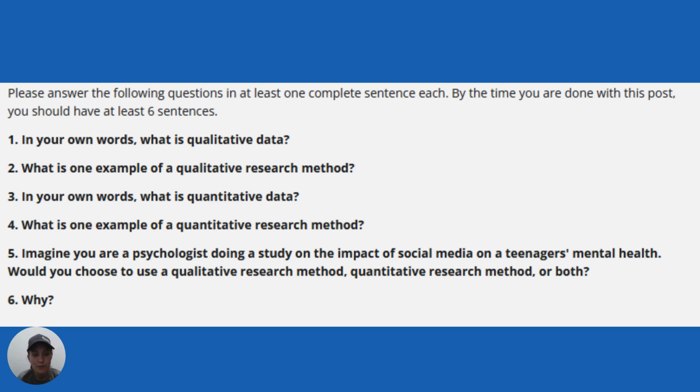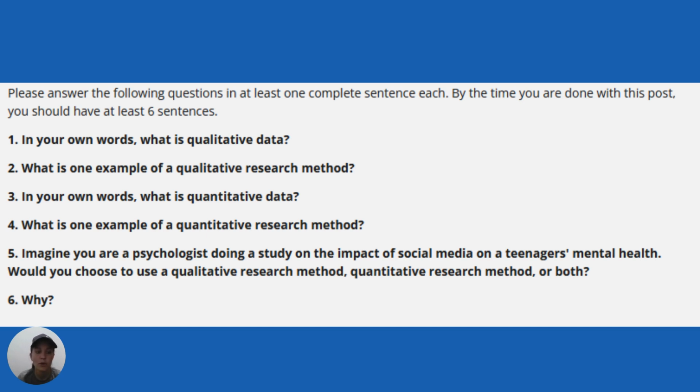Number 5, imagine you're a psychologist doing a study on the impact of social media on a teenager's mental health. If you don't know what social media is, those are things like Facebook, Instagram, Twitter. Isn't that called X now? I think I'm getting old, but all those sorts of things, those are social media. So you're imagining you're a psychologist doing a study on the impact of social media on a teenager's mental health. Would you choose to use a qualitative research method, a quantitative research method, or both?